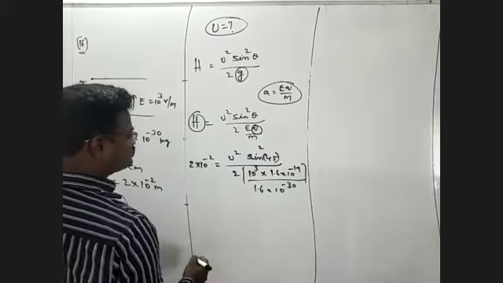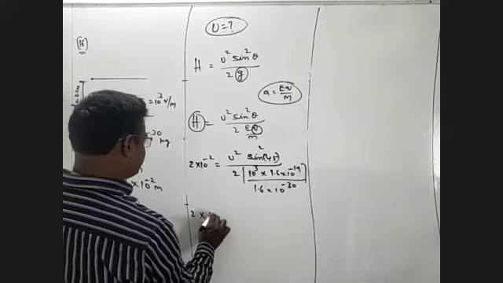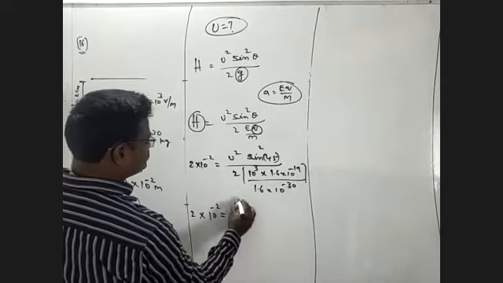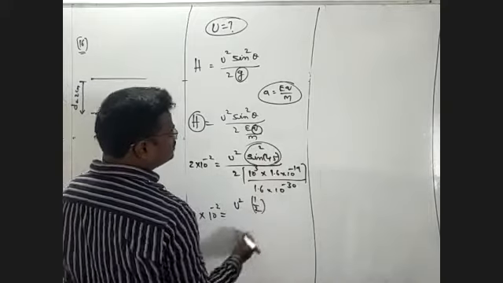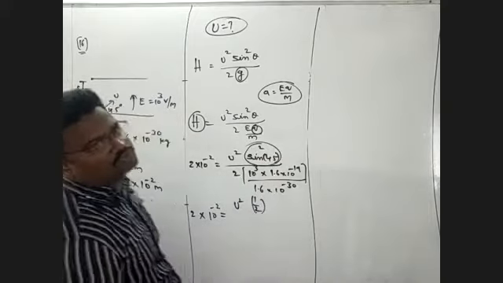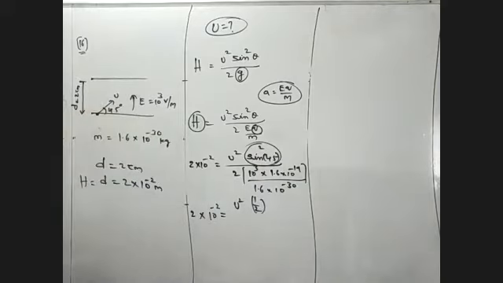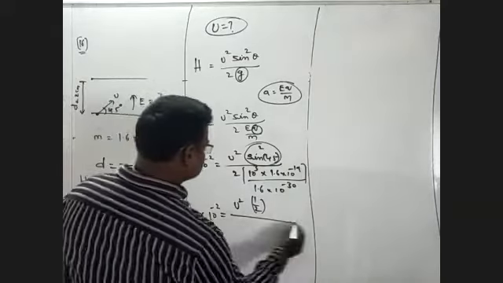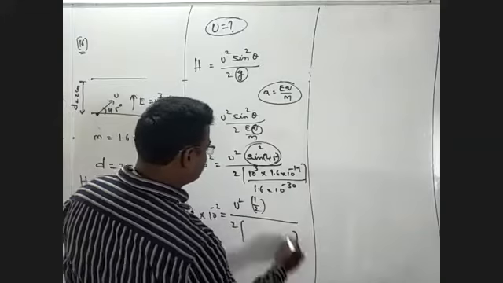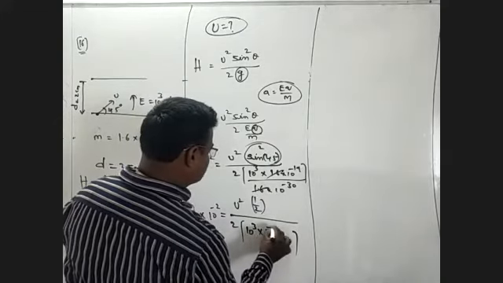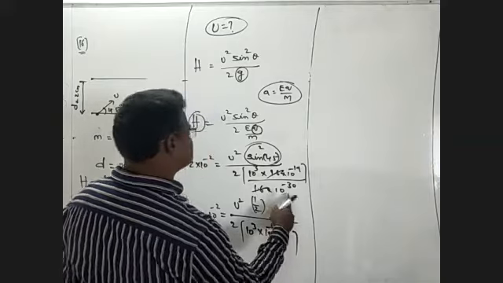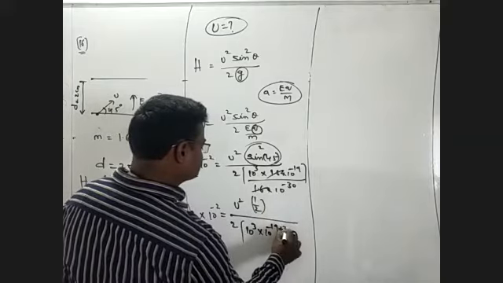Now we are going to simplify this one. 2 into 10 power of minus 2 is equal to u square sin square 45. Sin 45 is 1 by root 2, so sin square is 1 by root 2 into 1 by root 2, that is 1 by 2. The 2 and 1.6 cancel each other. Then 10 power of 3 into 10 power of minus 19, and 10 power of minus 30 taken upside becomes plus 30.